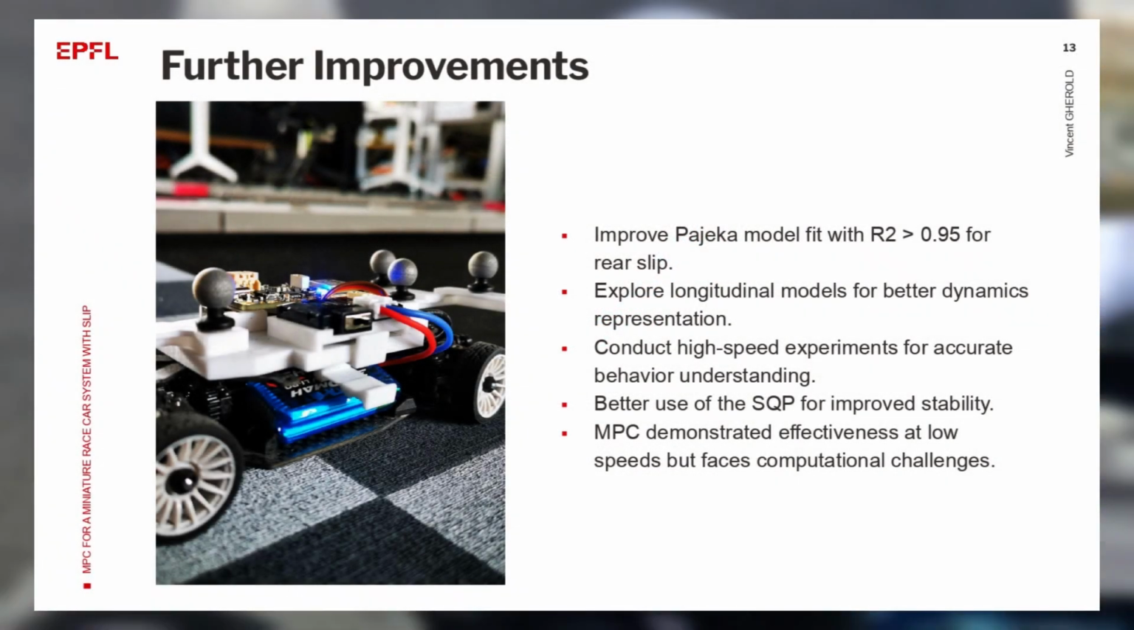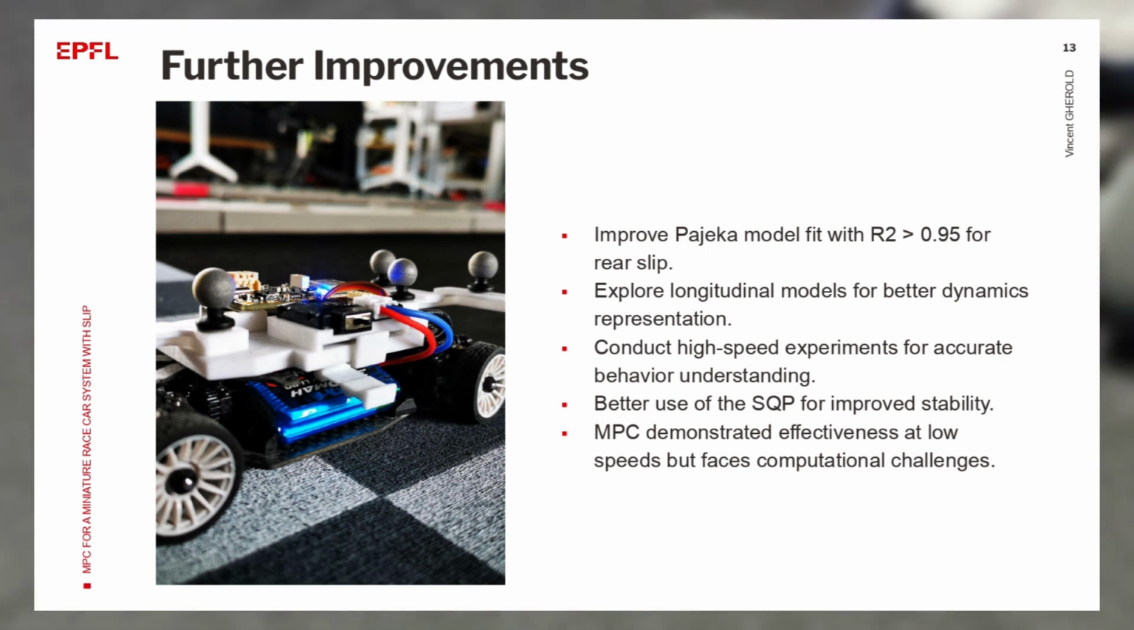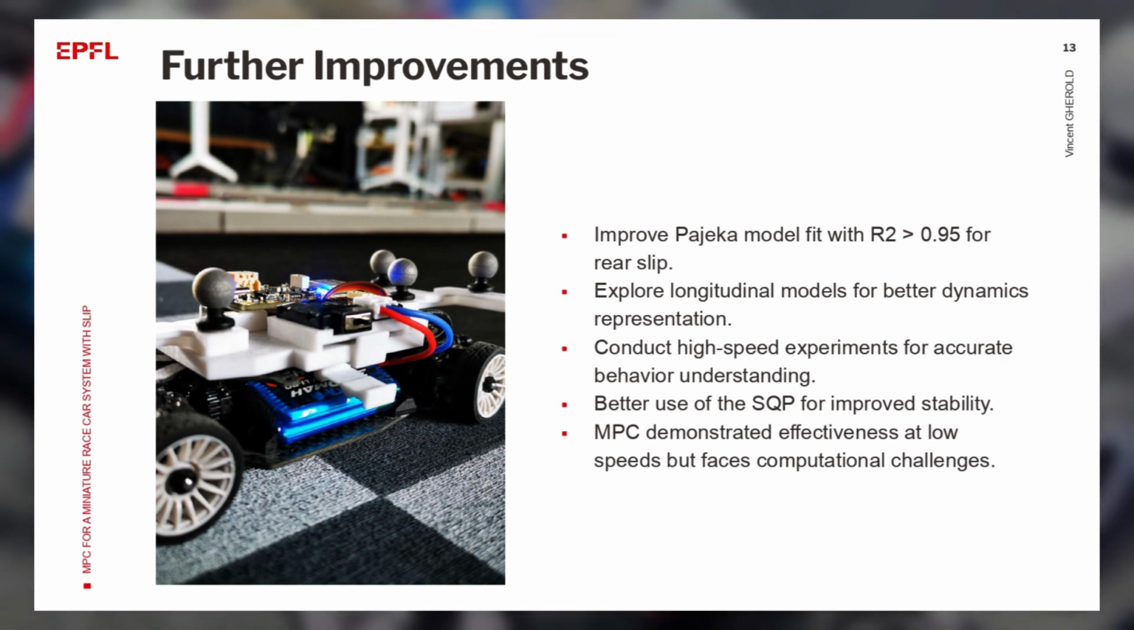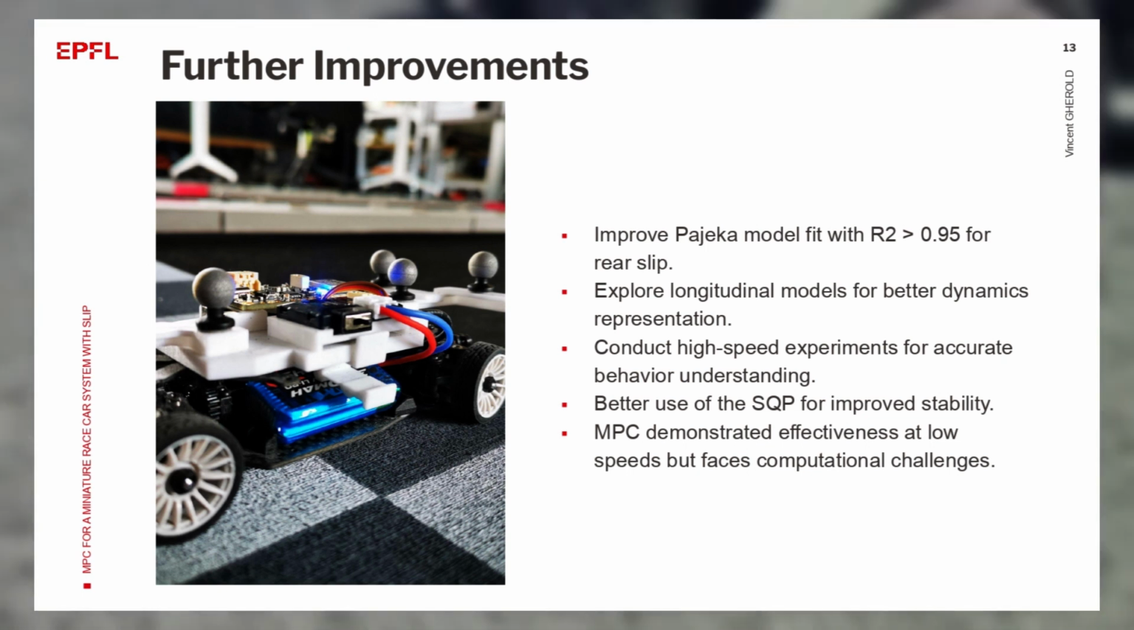Multiple improvements are possible. First, we could have a better identification of the dynamics of the car by conducting experiments at higher speed, and so having a better model. Secondly, we could also improve the SQP solver by tuning it more to our problem, which will lead to higher stability in the system and maybe a better solving time.